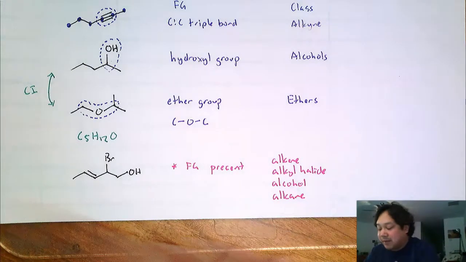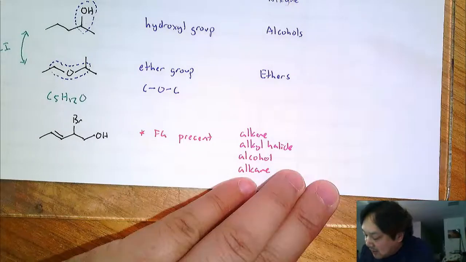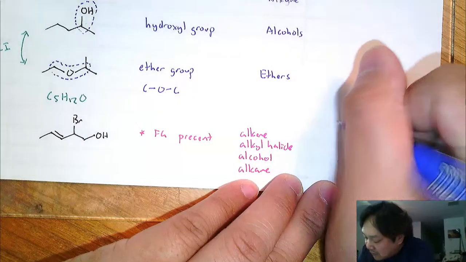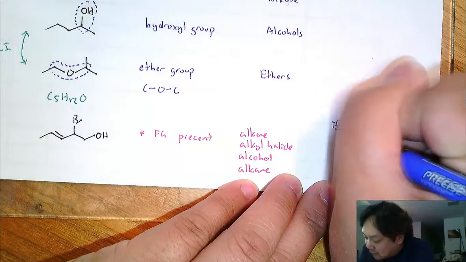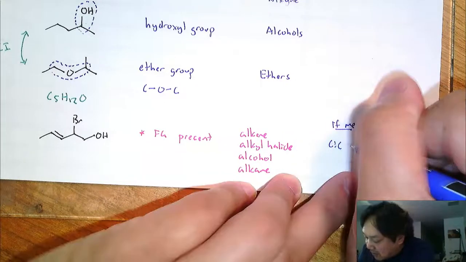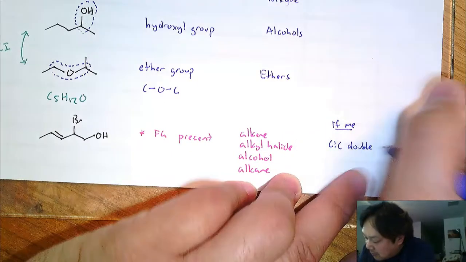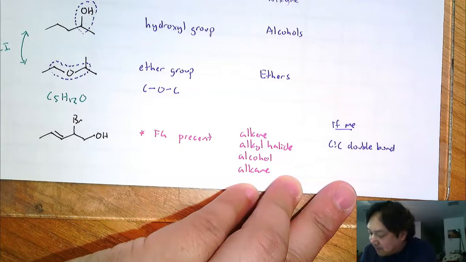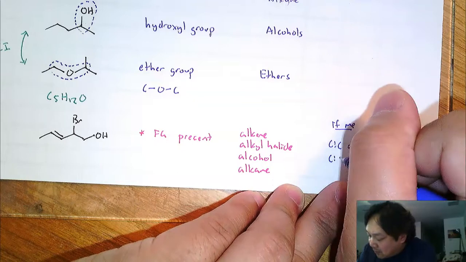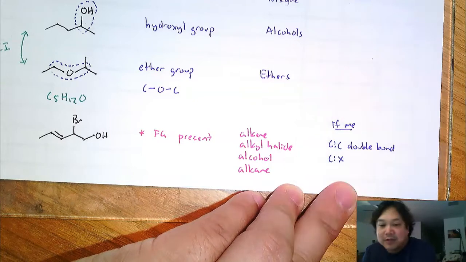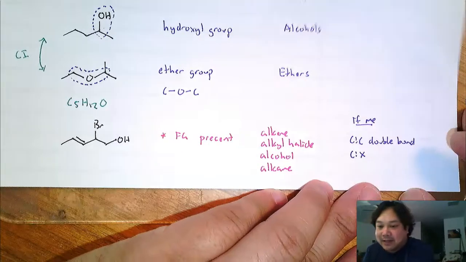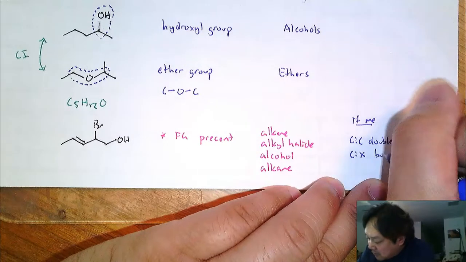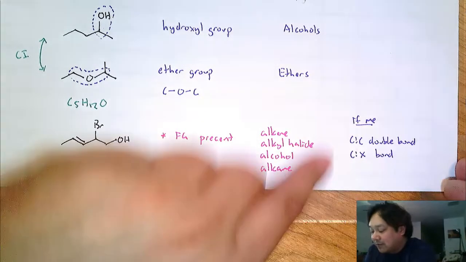If it was me, I would say that our functional groups are a carbon-carbon double bond, and a carbon-halogen bond. Halogen, if you want to generalize, is X. No special names yet for these functional groups.